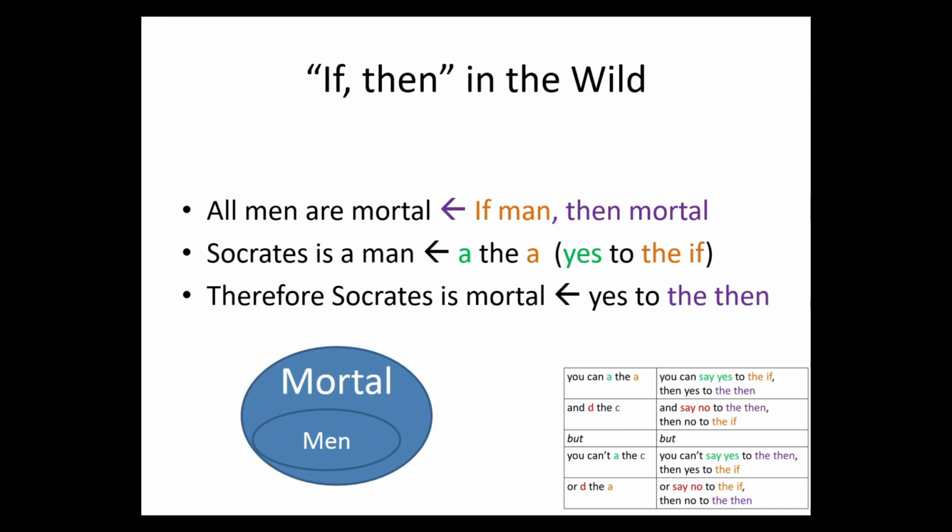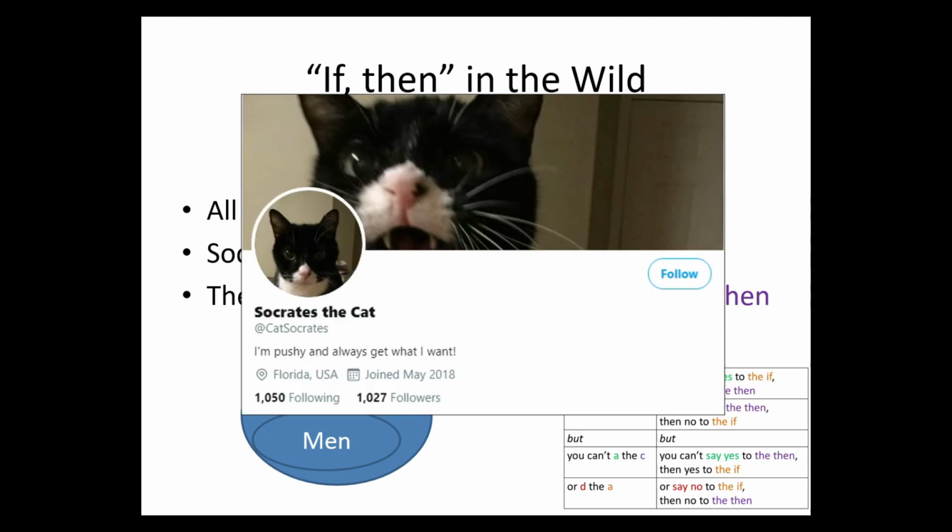So, what if Socrates is not a man? Is he then immortal? Which error would that be? It would be D'ing the A, denying the antecedent. What if Socrates is mortal? Could we conclude from his being mortal that he is a man? Well, which error is that? Aing the C, affirming the consequent.